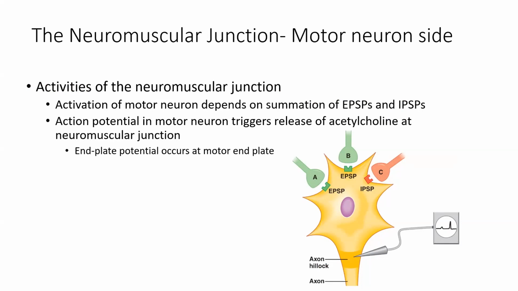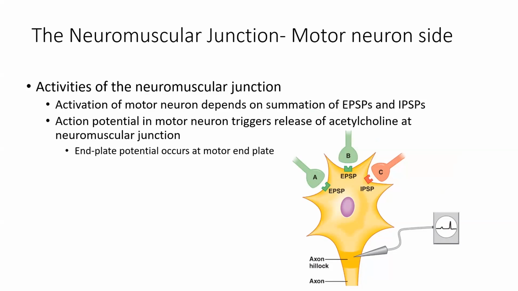We're going to start by looking at the events on the motor neuron side. Remember, the nerve that innervates the skeletal muscle, we call it a motor neuron. And if we look at the synapse between this single motor neuron and a piece of skeletal muscle, that synapse is what we call the neuromuscular junction. So we're going to start by looking at what happens on the side of the neuron, and then we'll look at the side of the muscle.